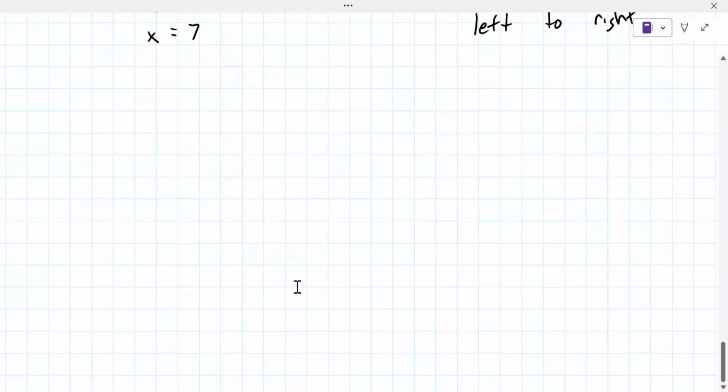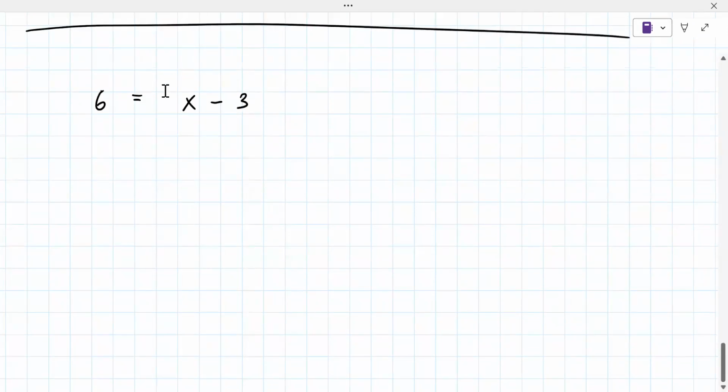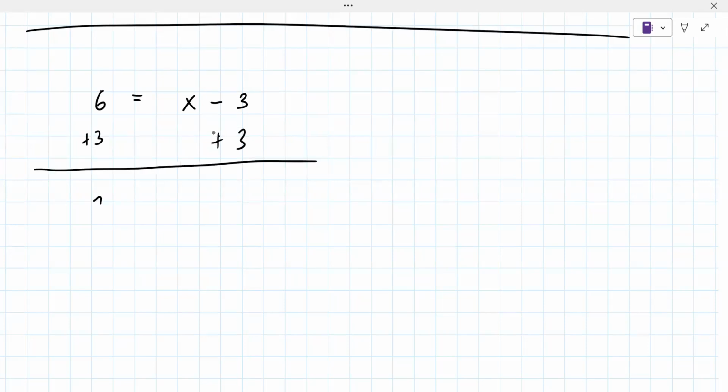So let's look at a problem like that. Let's look at something where it's 6 equals x minus 3. Your focus is on the side with the variable. You don't look at anything else. You say, what side has the variable? The side that has the variable here is the right side. So how do you undo subtraction by 3? Would you add 3? Yes. Add 3 to both sides. So x would equal 9.